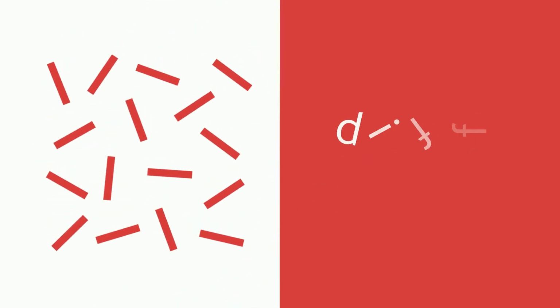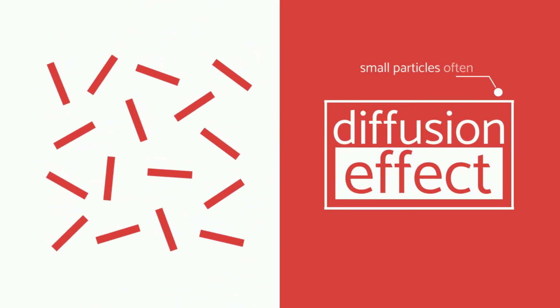Finally, we have the diffusion effect. Particularly small particles often have an irregular path, referred to as a Brownian motion. This path may digress from that of the airflow, hence increasing the chances of the particle colliding with the media fibers.